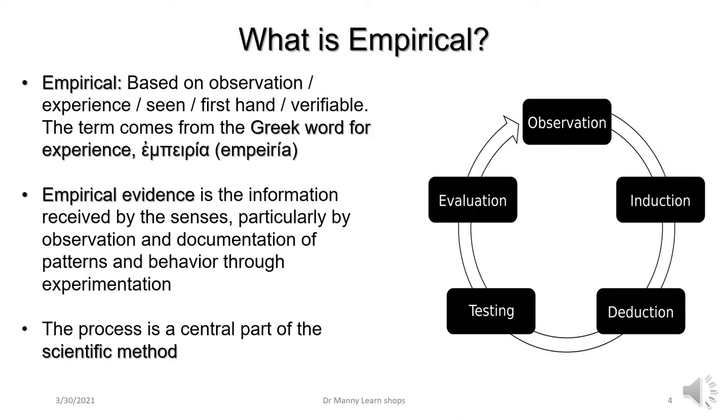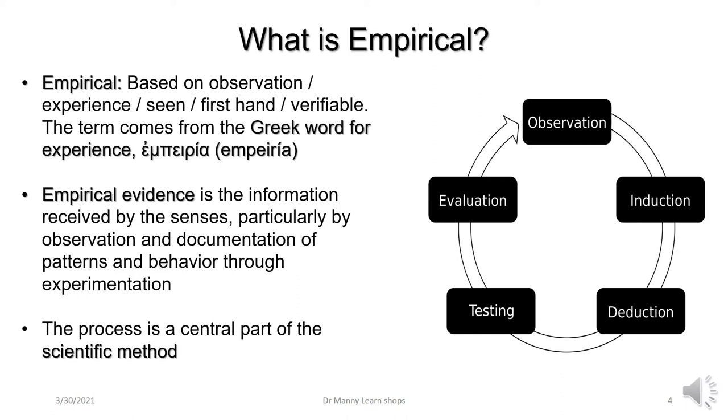All right, then we need to understand the concept of empiricism, or what is empirical. Empirical is based on observation. You've got to be able to observe it, and in that way you experience it, you see it firsthand. It's verifiable. That means you can prove it. The term comes from the Greek word for experience, empiria. And empirical evidence, then, is the information received by the senses of the observer or the person doing the experiment. And this is particularly done by observation and documentation of patterns and behavior through the experimentation process. And this process is central to the scientific method, which we'll be discussing later.